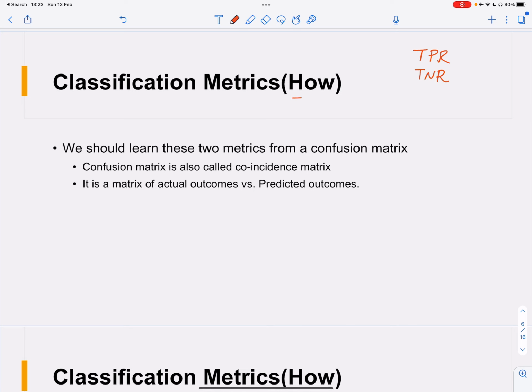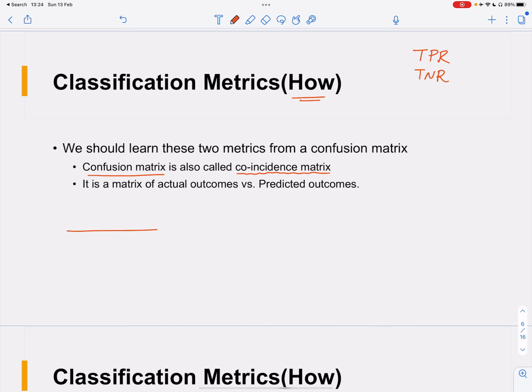So the thing is how to calculate them. Okay, accuracy was very straightforward. What about true positive rate and true negative rate? What are their definitions and how can we calculate them? Well, everything starts with the confusion matrix. So confusion matrix, or in some sources, coincidence matrix, is a matrix of actual outcomes versus predicted outcomes.